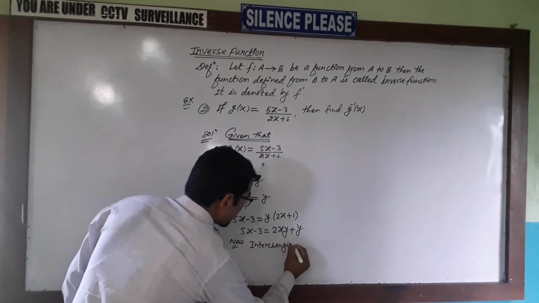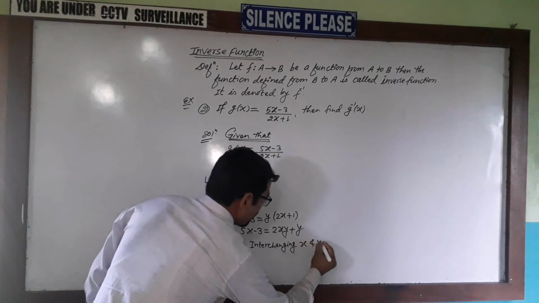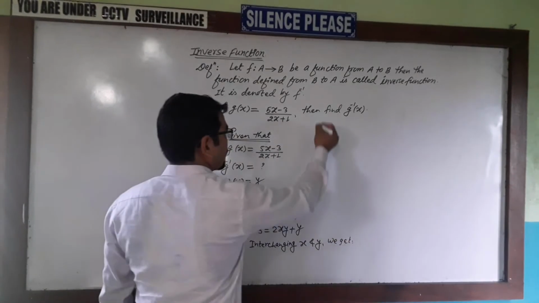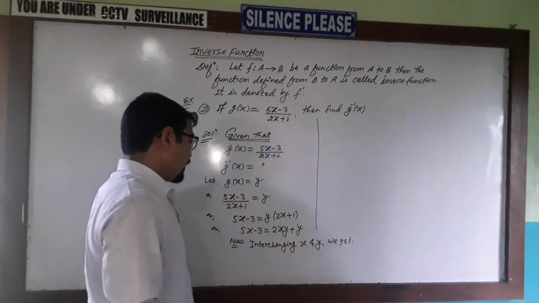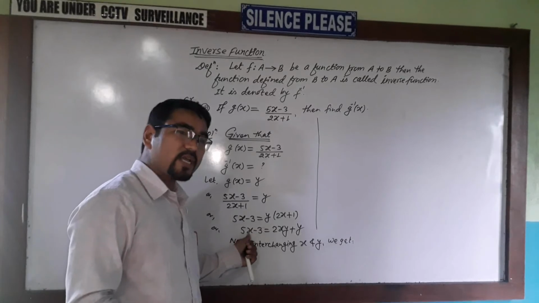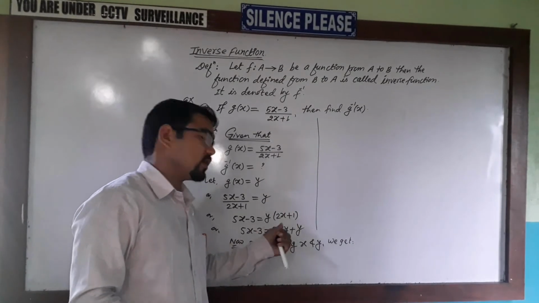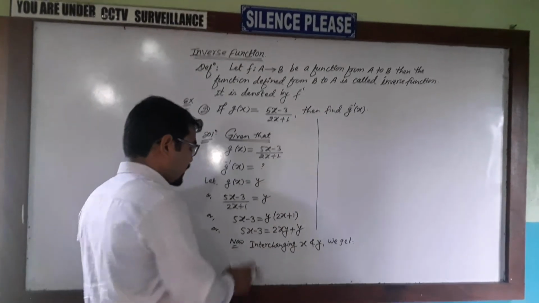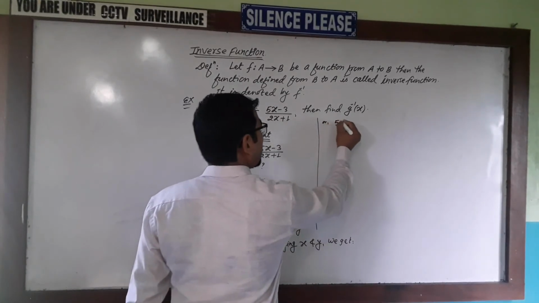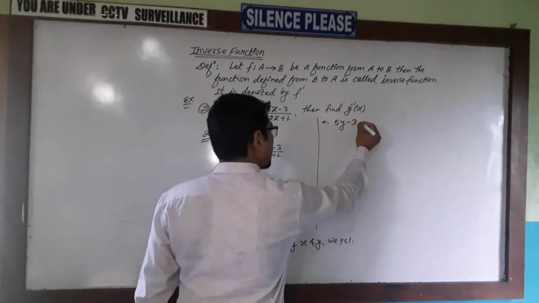Interchanging x and y, we get... Interchanging means we have to write x in terms of y, and y in terms of x. So in place of 5x we write 5y minus 3.